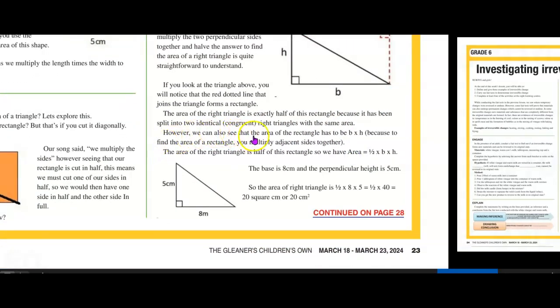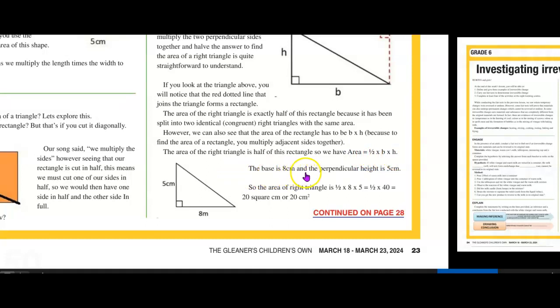However, we can also see that the area of the rectangle has to be base times height, because to find the area of the rectangle you must multiply the adjacent sides together. The area of the right triangle is half of this rectangle, so we have area is equal to half of the base times the height.